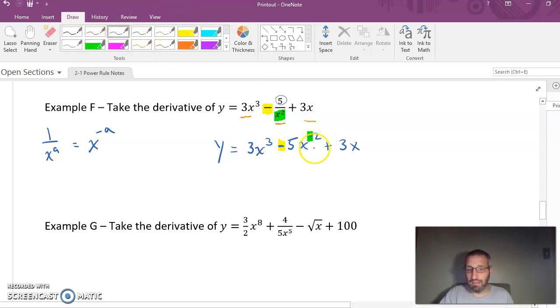Now, once we have that in the numerator, it looks like something that we can use our power rule on. So let's go ahead and take our y prime here. 3 times 3 is 9. X to the 3 minus 1 is 2 power. Okay, now this becomes tricky, right? Negative 2 times negative 5 is positive 10. X to the negative third, right? Don't mess that up, minusing 1 there. And this is 3x to the first, so the derivative of 3x is just 3.